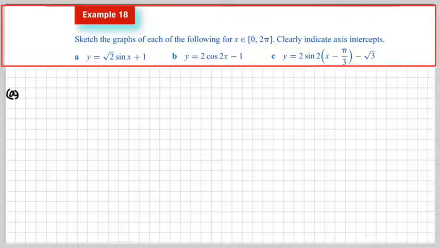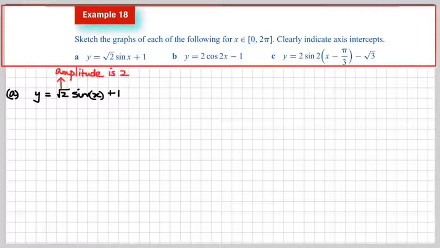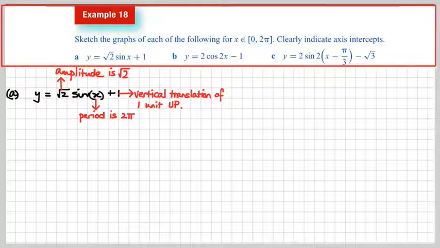Number A today. We've got this beast, right? Now let's have a look at a bit of a summary of it. Its amplitude is root 2. And its period is 2 pi, a normal one, not fiddled with in the x department. And it's got a vertical translation of 1 unit upwards, okay? So far so good. Now here we go.